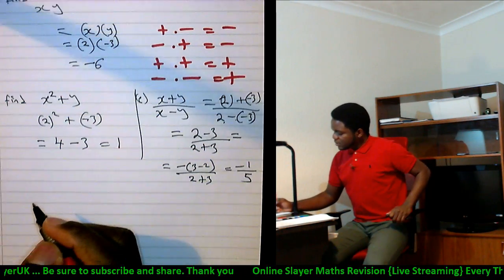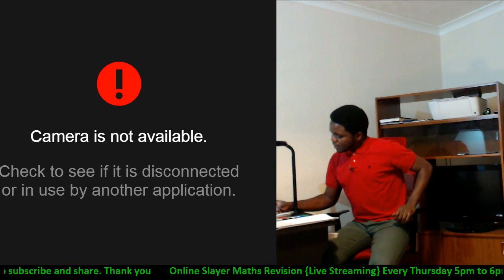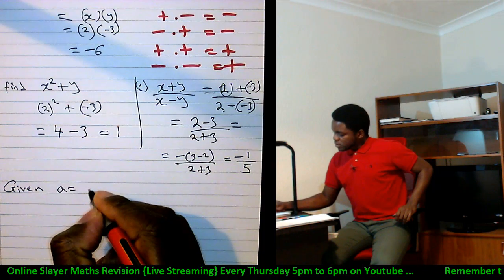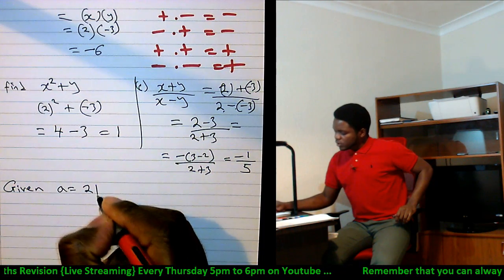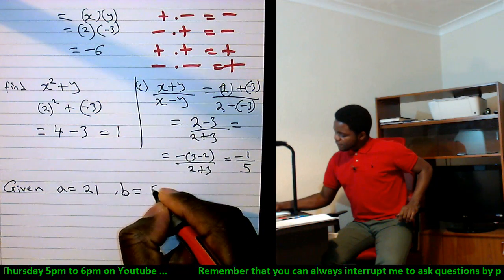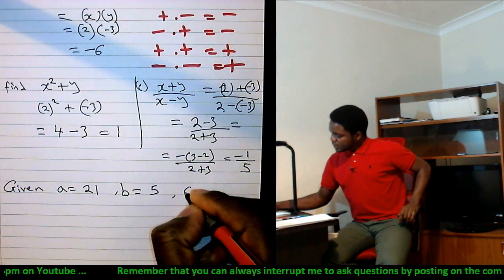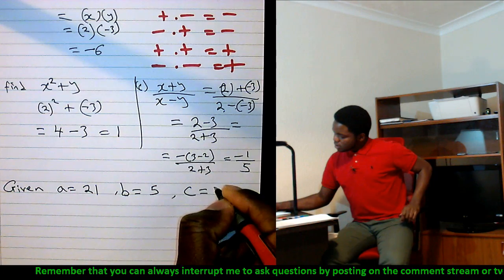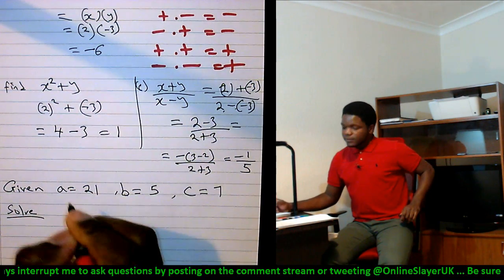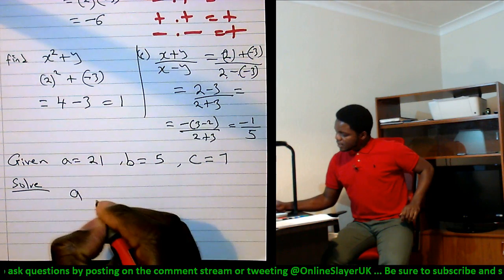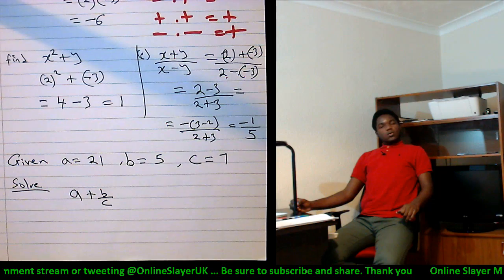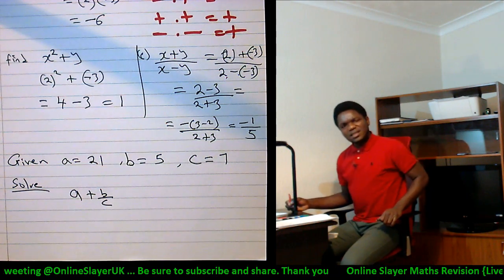Okay, let's see another substitution problem, okay? Given, all right, A is equal to 21, B is equal to 5, and C is equal to 7. Solve A plus B over C.